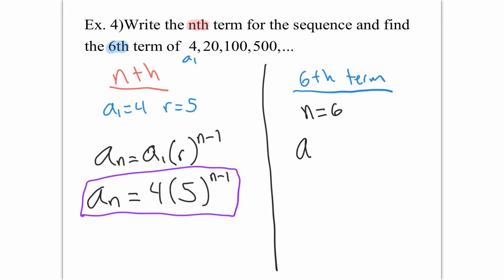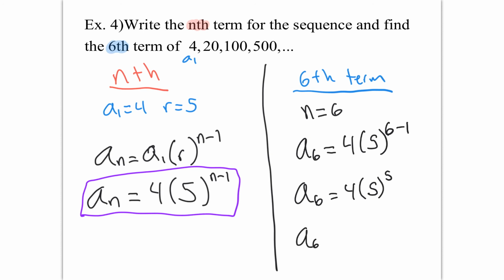So I have a sub 6, 4 times 5, that's your common ratio, and we have 6 minus 1. So we have 4 times 5 to the 5th power. Now using a calculator, you can find out what that is. And the number a sub 6, which is the 6th term, is 12,500. So that is the 6th term.